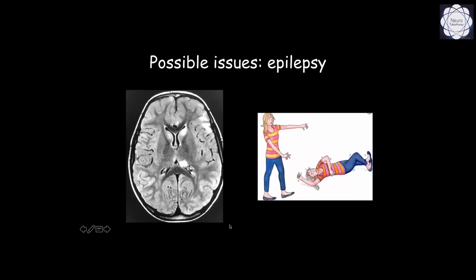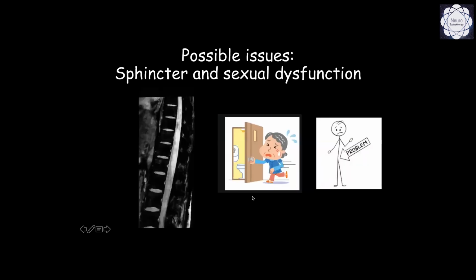Another problem can be epilepsy. Now we know that anti-MOG can have cortical lesions. It can be associated, including with subarachnoid enhancement, and this is manifested clinically with epilepsy. And finally, the compromise of the spinal cord, especially of the caudal part, the conus, can be associated with some sequela such as sphincter and sexual dysfunction.